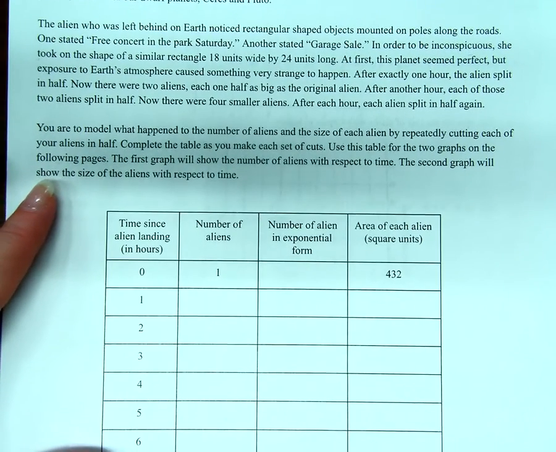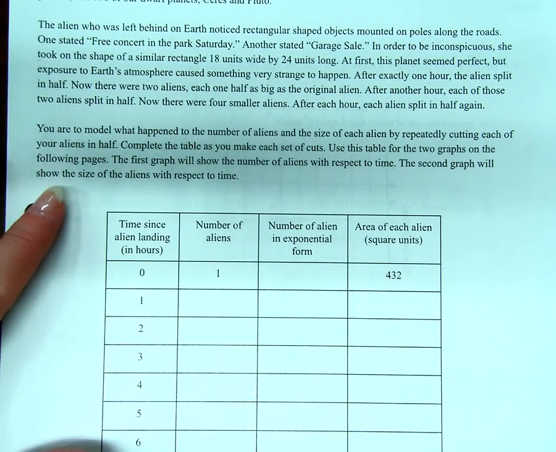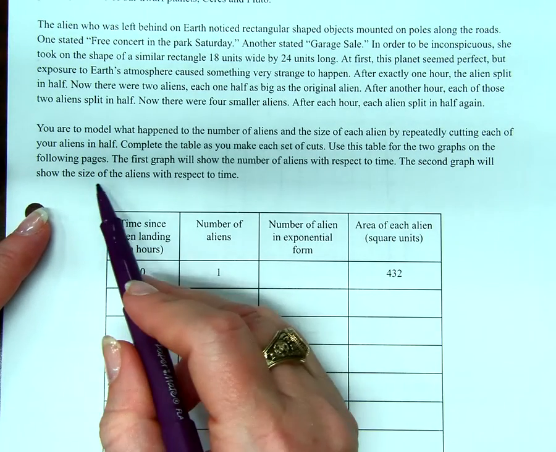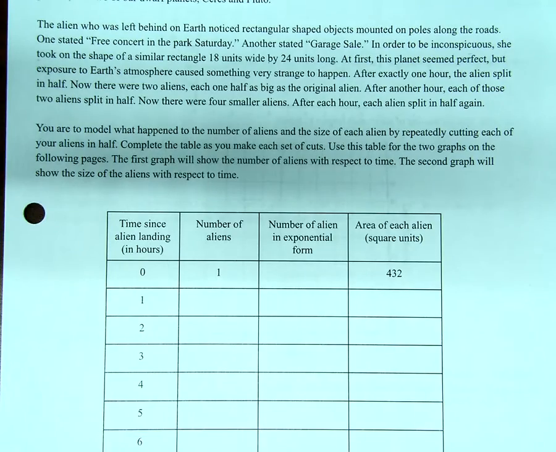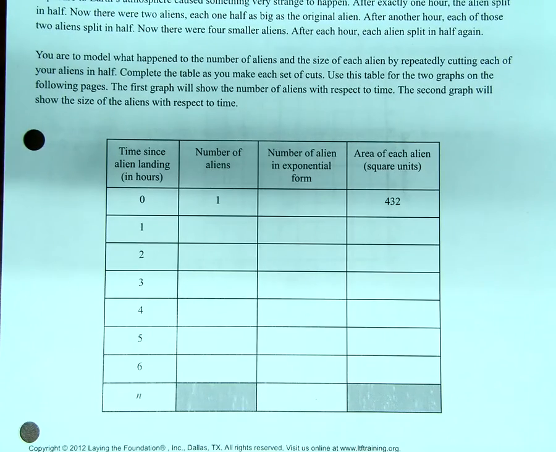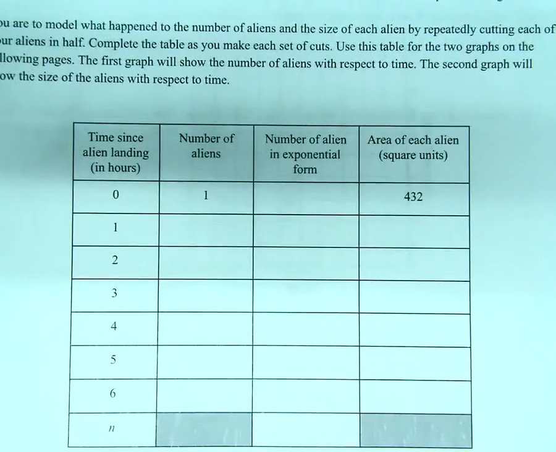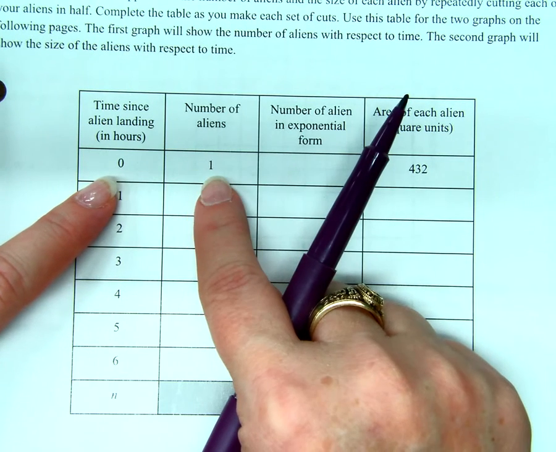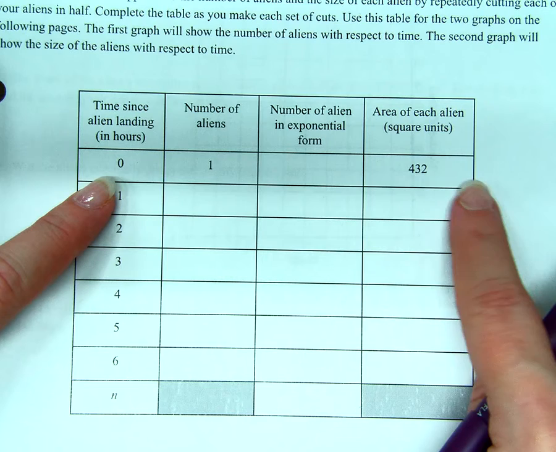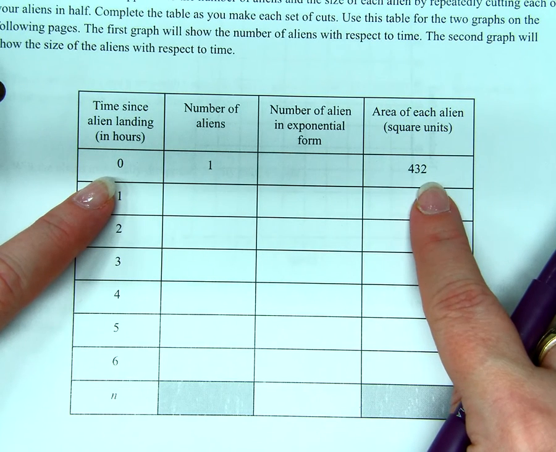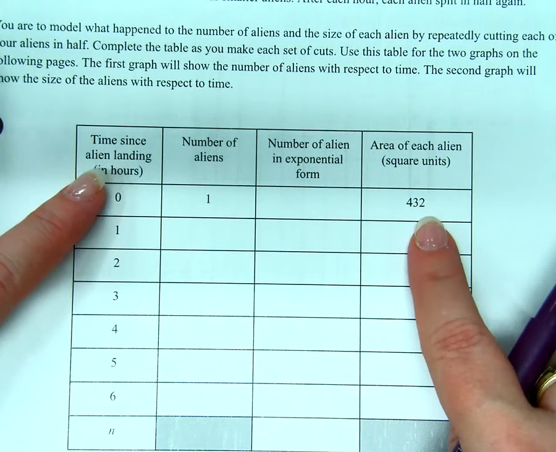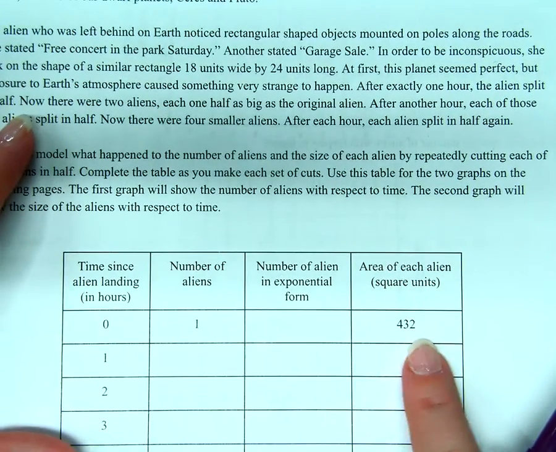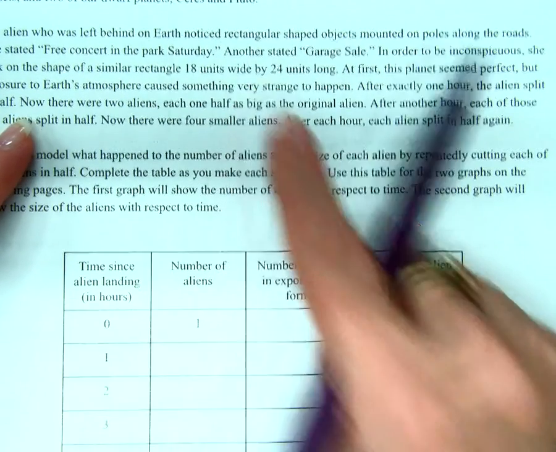Okay? Complete the table as you make each set of cuts. Use this table for the 2 graphs on the following pages. The first graph will show the number of aliens with respect to time, and the second graph will show the size of aliens with respect to time. So let's fill out this table together. If it's 0 hours since the alien landed, there's 1 alien, and that alien is 432 units squared, right? Where did 432 units squared come from? 18 times 24, right? Okay.